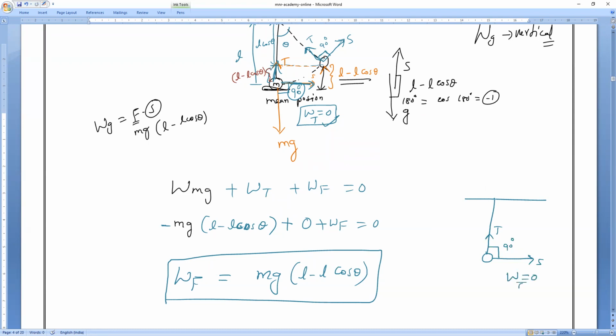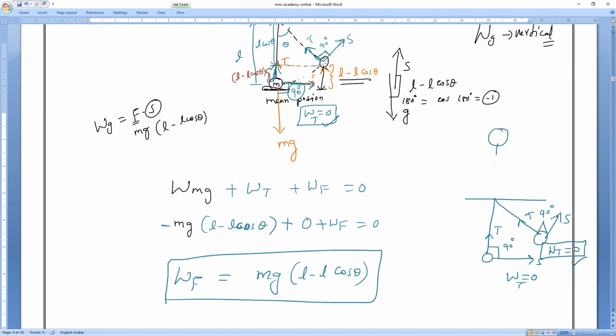Now, if the body is here, wherever it is oscillating, the displacement will be in this direction and the tension will be in this direction. So here also, what is the angle? 90 degrees. So here also the work done by the tension is equal to how much? Zero.